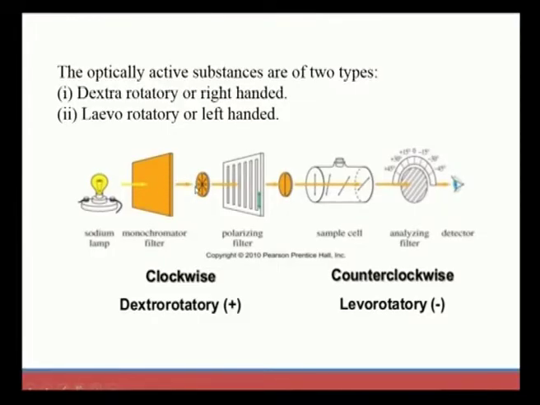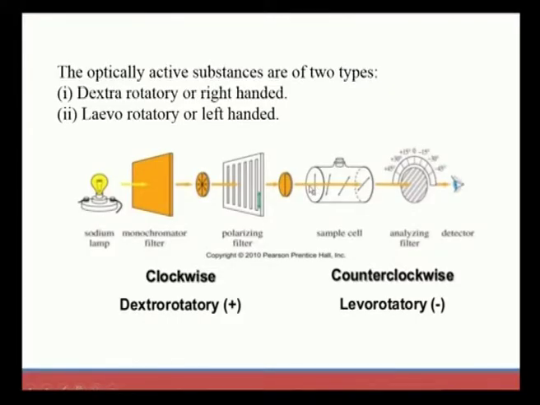In the picture we can observe that when the source is made to fall on the monochromatic filter, we get only one type of light passed through it, which is made to fall on the polarizing filter. After this we get linearly polarized light from the polarizing filter. This is made to fall on the sample cell, where we have optically active substances.